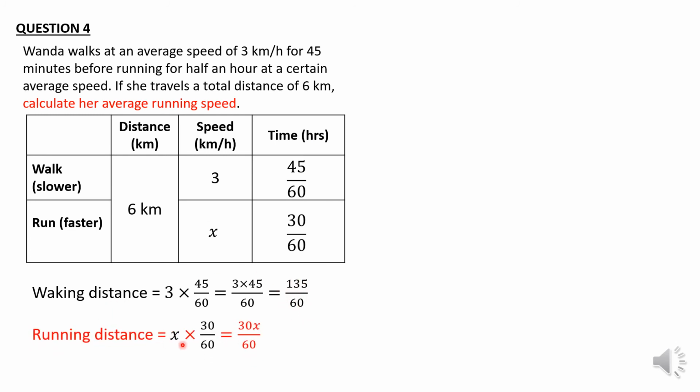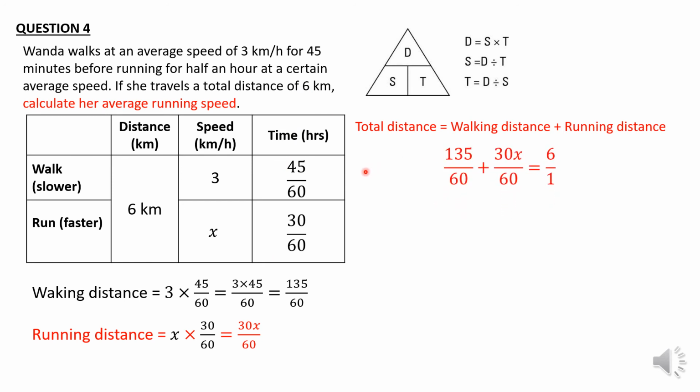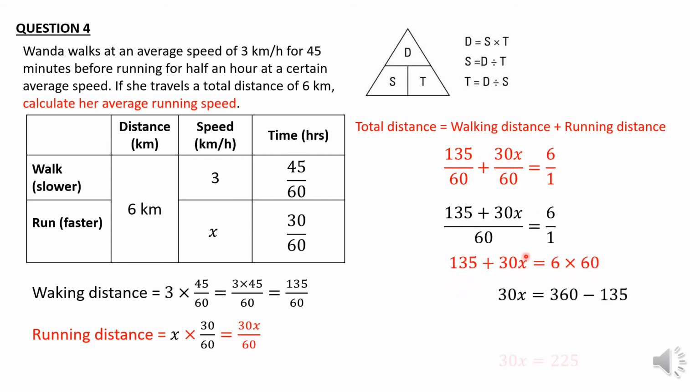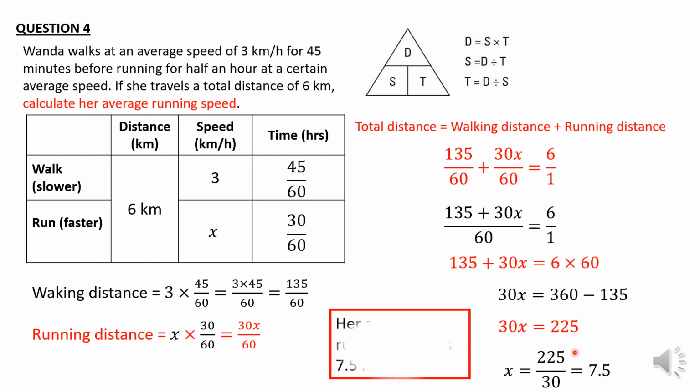And running distance is this x times 30 over 60, which gives me 30x over 60. Again, don't simplify it because we're going to take these distances and add them and equate them to 6 kilometers, all right, in order for us to find the value of x. Now, once we have done that, you just clean up the equation and you should arrive at x is nothing but 7.5. So we are looking for the average running speed, which is this value of x here. So average running speed therefore is 7.5 kilometers an hour.